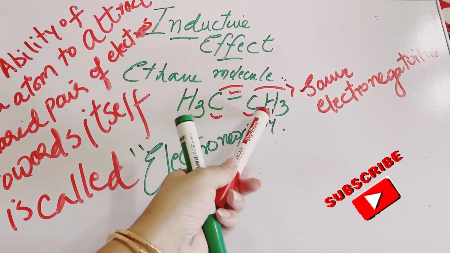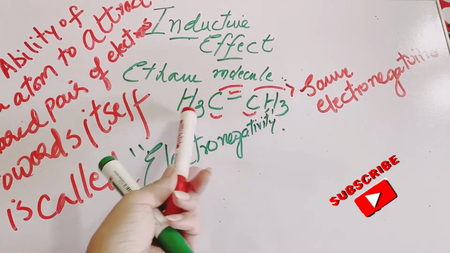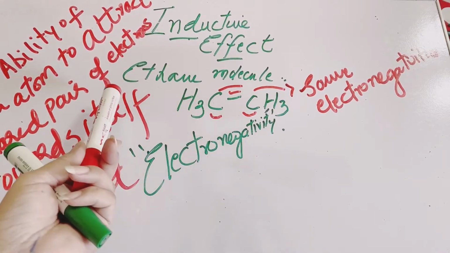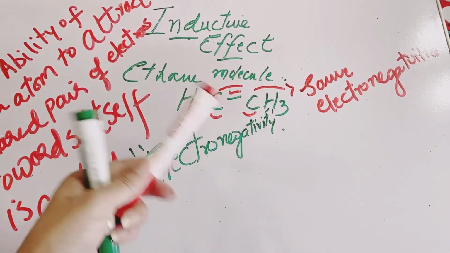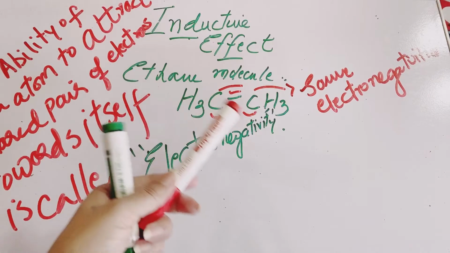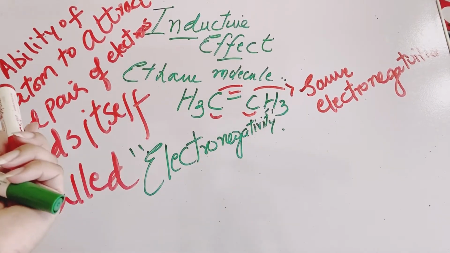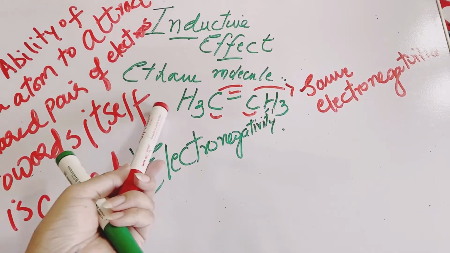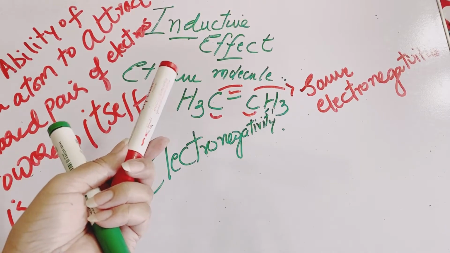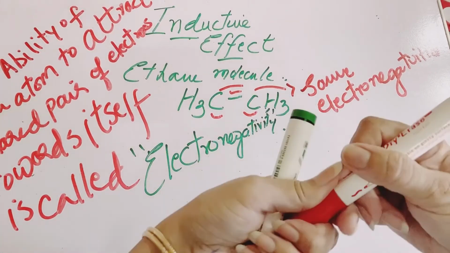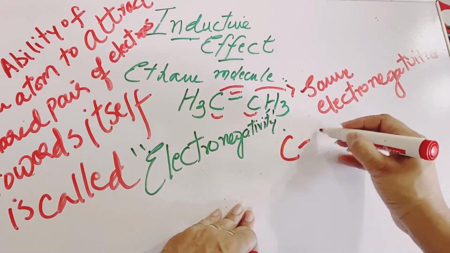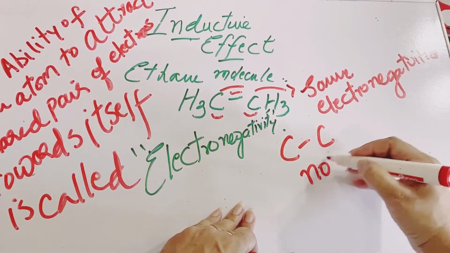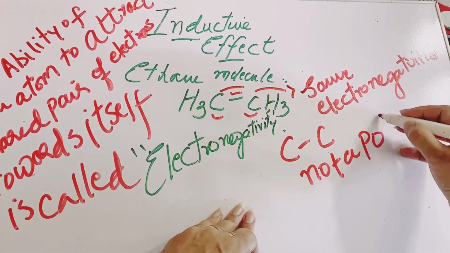Now here in our case, both the carbon atoms have the same electronegativity, so there is no competition of snatching one another's electrons. The electrons would be shared equally. But this carbon to carbon bond, this is also something to note, is not a polar bond. Not a polar bond.